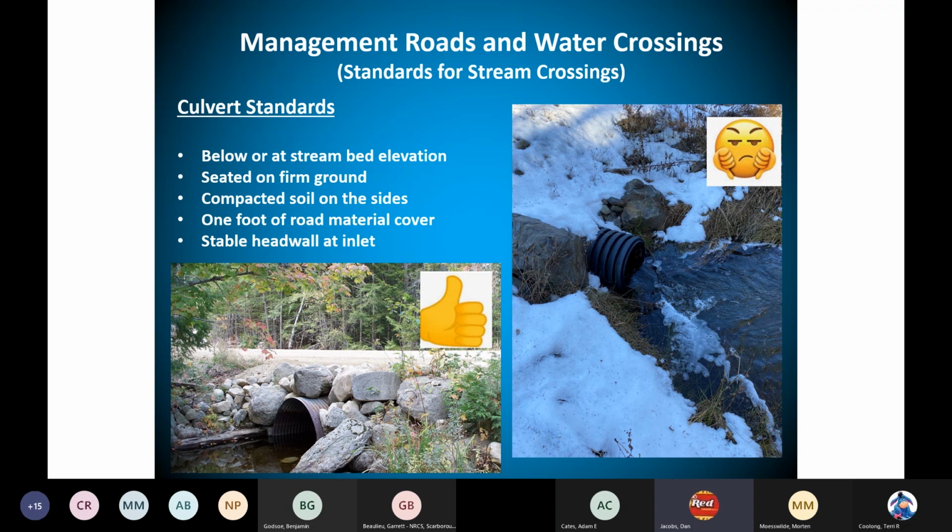And the armoring was not really up to snuff. You can see a lot of gaps in the armor up here. Even with the snow cover, you can tell that there's probably not much rock armor there. So just about everything they could do wrong was done wrong with this installation. And like I said, the fix for that was take it out, put in the right size culvert, and put it in correctly.